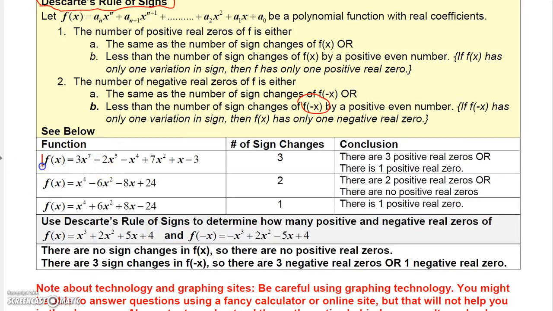If you look at this problem, you can see it goes plus, minus, minus. And by the way, they have to be in descending order. Plus, minus, minus, plus, plus, minus. So I see a sign change from here to here, a sign change from here to here, and a sign change from here to here.